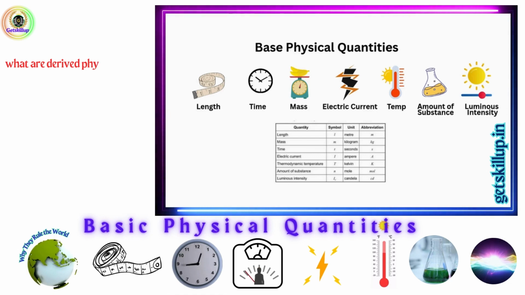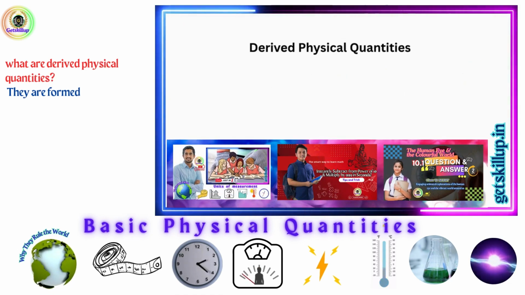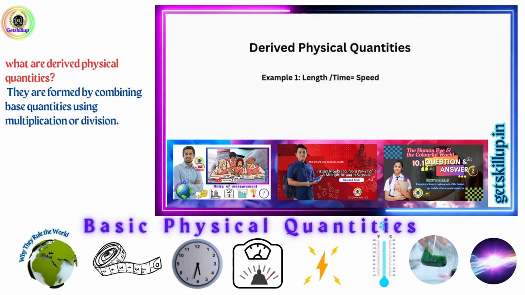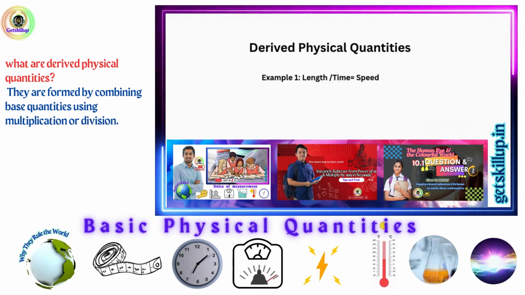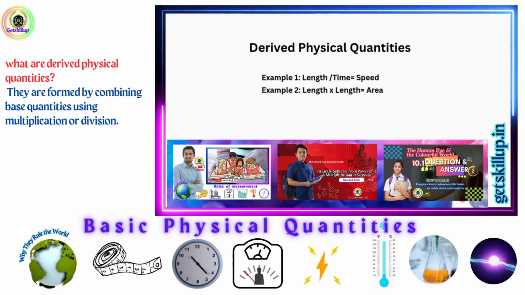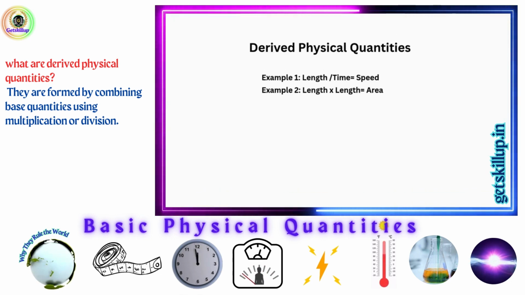Now, what about derived physical quantities? They are formed by combining base quantities using multiplication or division. Example 1, divide length by time, you get speed, a derived quantity. Example 2, multiply length into length, you get area, also a derived quantity.